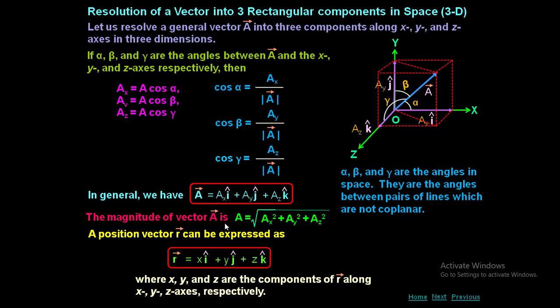Alpha, beta and gamma are the angles in space. They are the angles between pairs of lines which are not coplanar. Not coplanar means they won't exist in the same plane. Also, cos square alpha plus cos square beta plus cos square gamma is nothing but 1, because the denominator will remain the same, that is modulus of A bar, and if you take the square of Ax square plus Ay square plus Az square, it is nothing but A square. So A square by A square is nothing but 1.